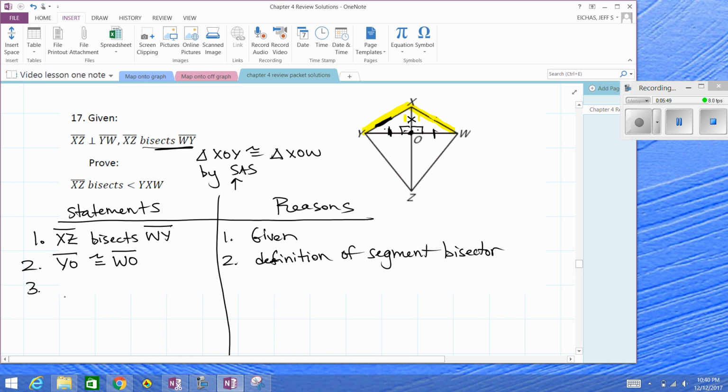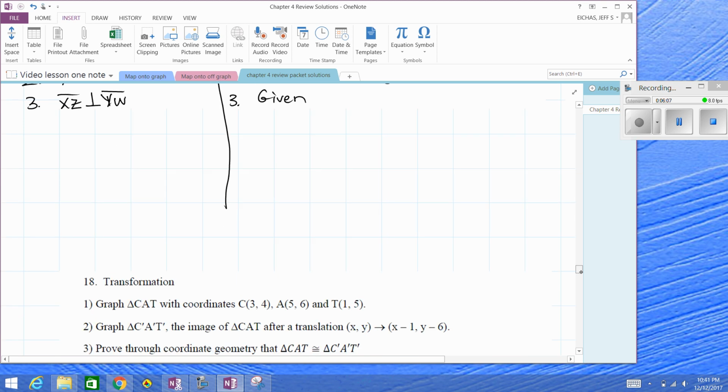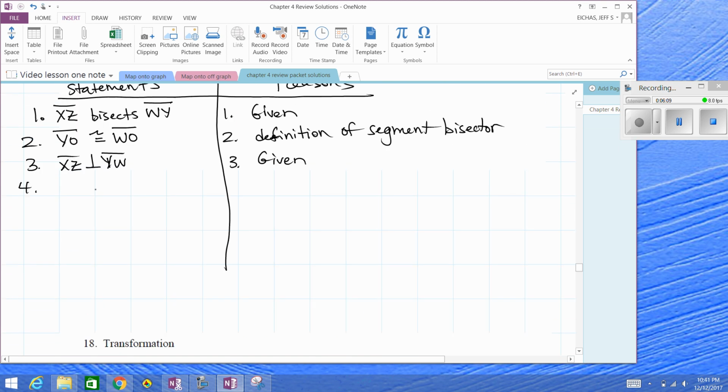All right, now we go to 3. That gives us a pair of sides. Now we want a pair of angles. Got to work at this a little bit. This is going to be a lot trickier. So XZ is perpendicular to YW. Okay, that is given. Now a conclusion from perpendicular is always right angles.